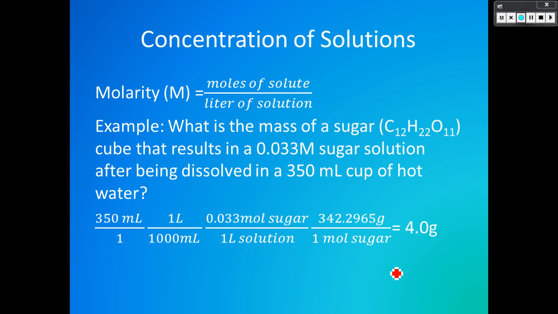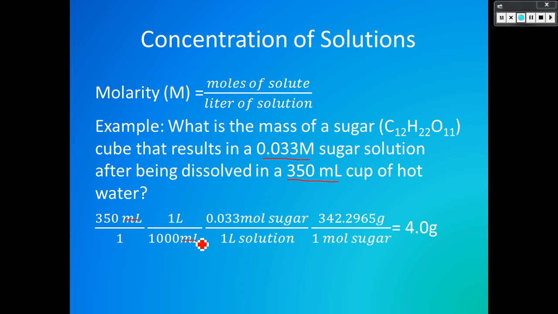So you would set it up like this. It's exactly the same as we've been doing it. Don't try to make this two separate problems. So I always like to start with the number that is only one unit. So we've got molarity here, but remember molarity is moles per liter versus 350 milliliters is just one unit. It's just milliliters. So I'm going to take my 350 milliliters, and first I'm going to convert that to liters, 1 liter over 1,000 milliliters.